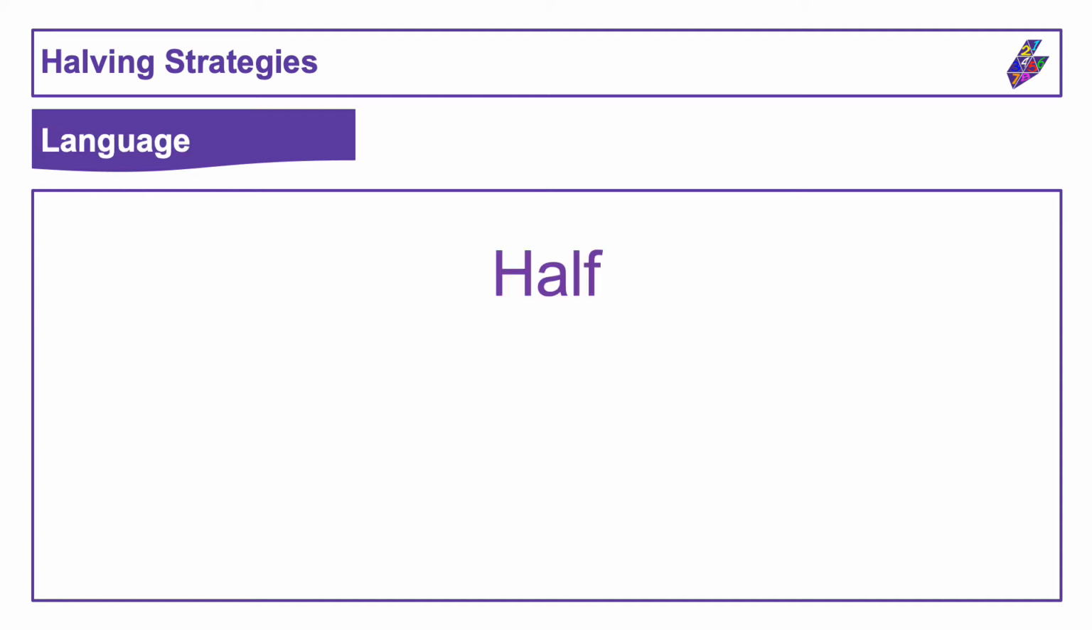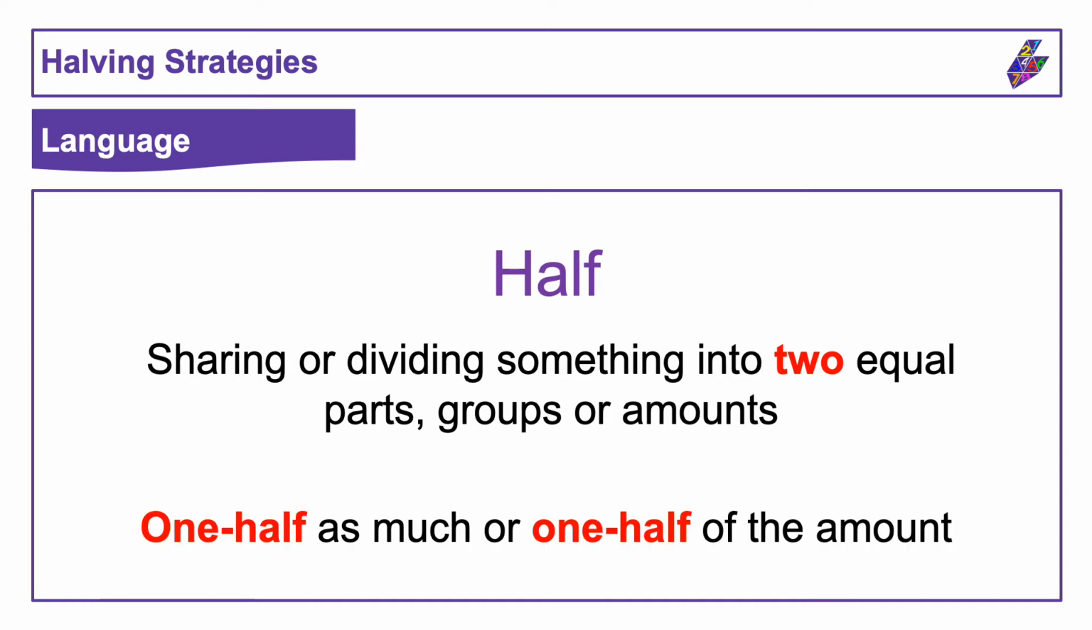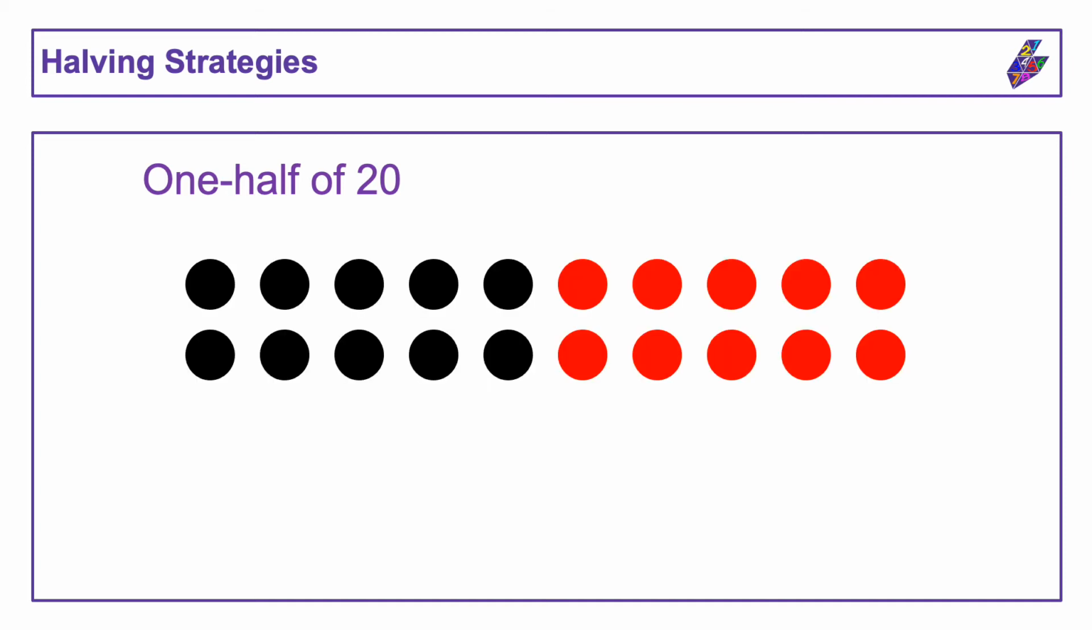As a reminder, half can mean sharing or dividing something into two equal parts, groups, or amounts. Or you might say that you have 1/2 as much, or 1/2 of the amount. Let's look at 1/2 of 20 first, as it's one that is often more familiar to people. I might visualise 20 like this. This is 20 dots. Halving can mean that I'm taking two equal groups, so one example would be like this.